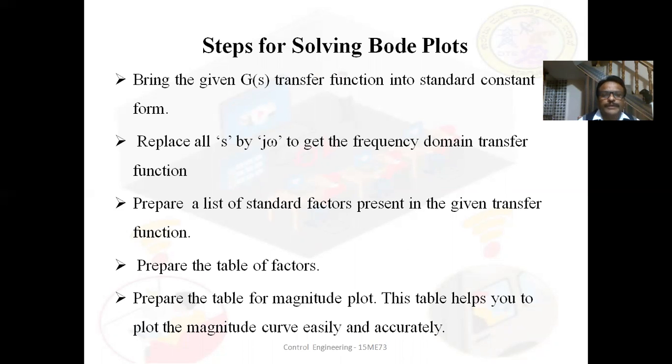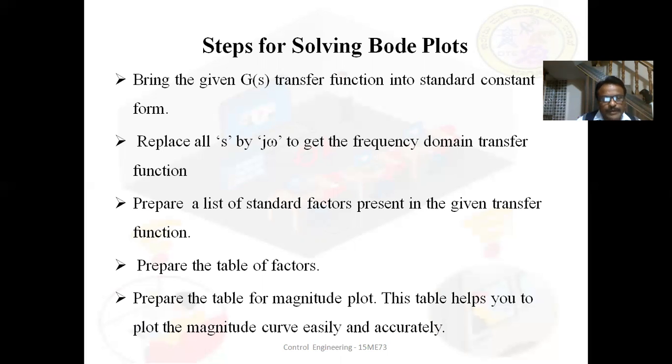Then another step: prepare a list of standard factors present in the given transfer function. Identify the factors. What is the gain factor? How many poles at origin? How many zeros at origin? How many first order zeros? How many first order poles? Second order poles, like that. You have to identify the factors. Then prepare a table of factors, that means we are finding the corner frequencies in these steps.